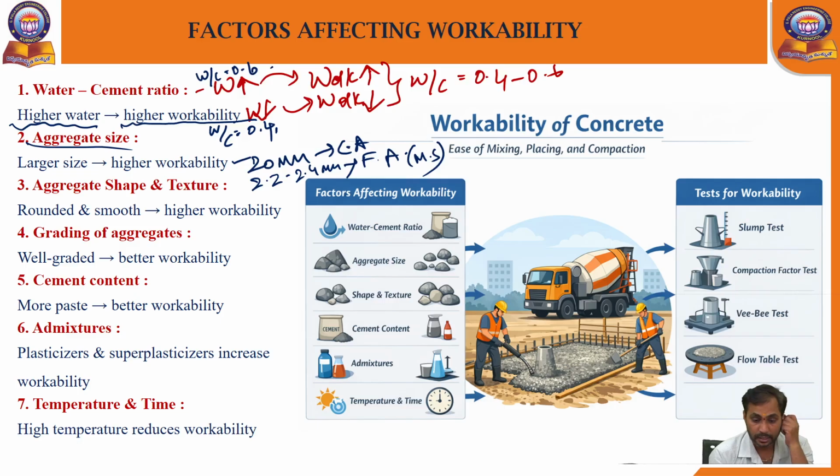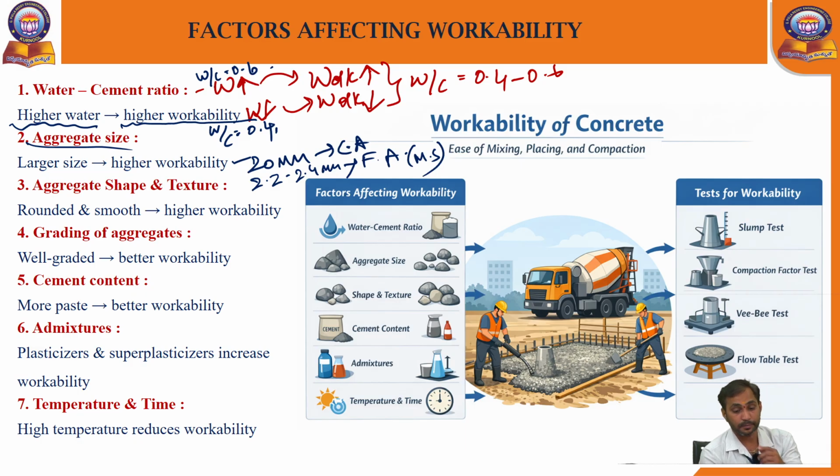Next, aggregate shape and texture. What is the aggregate shape? How many types of aggregate shapes are there? In the previous lectures we have discussed these properties. These properties are decided in preparing the manufacturing process of concrete. After the manufacturing process also, these factors will affect it. So in a proper manner, we have to consider them.